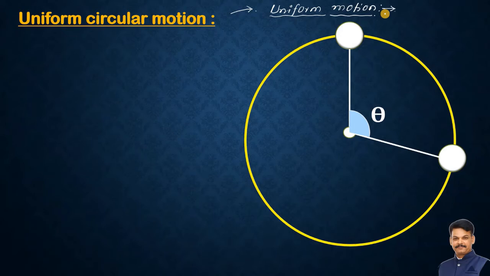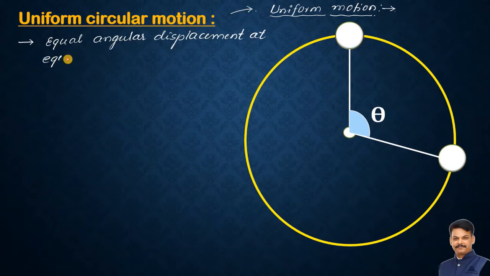In the same way, in circular motion also, if we want to define what is uniform circular motion, then remember, dear students, the object should be making equal angular displacement at equal interval of time. So if the object along the circular path is covering equal angular displacement at equal interval of time, then we can say that that object is in uniform motion.